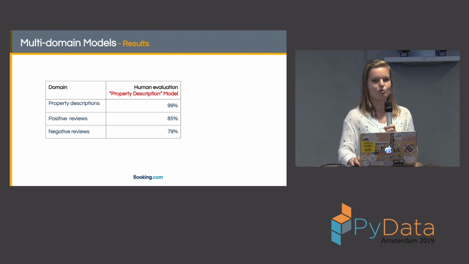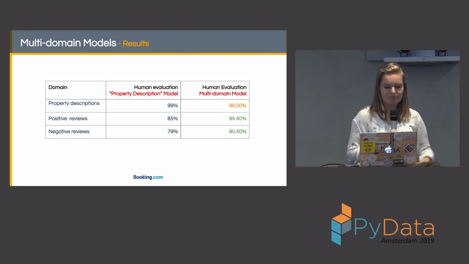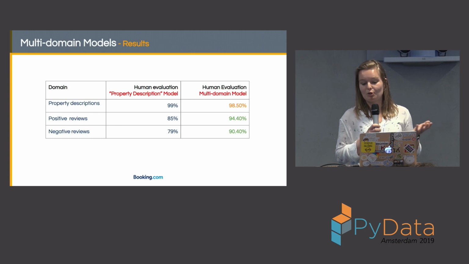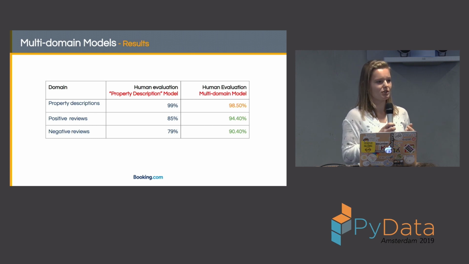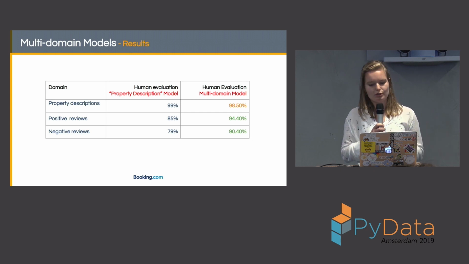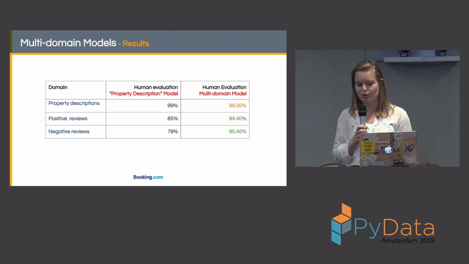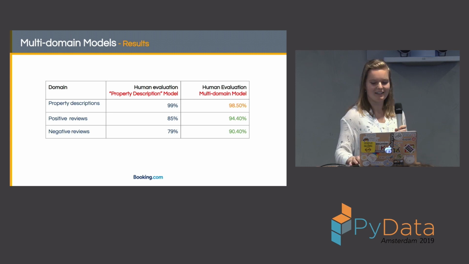Now, in contrast, we will see how the multi-domain model, trained on all this data, actually did. We see that it got a little bit worse on property descriptions, which makes sense. We add a lot of non-related stuff there, and it wasn't fine-tuned yet on property descriptions. But we got a big gain on both the positive reviews and the negative reviews, up to 90.4%. So yeah, we were quite happy.